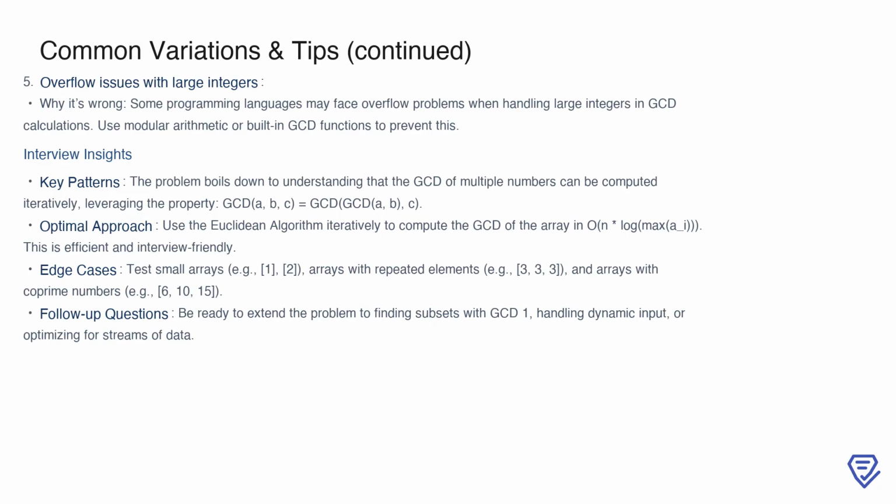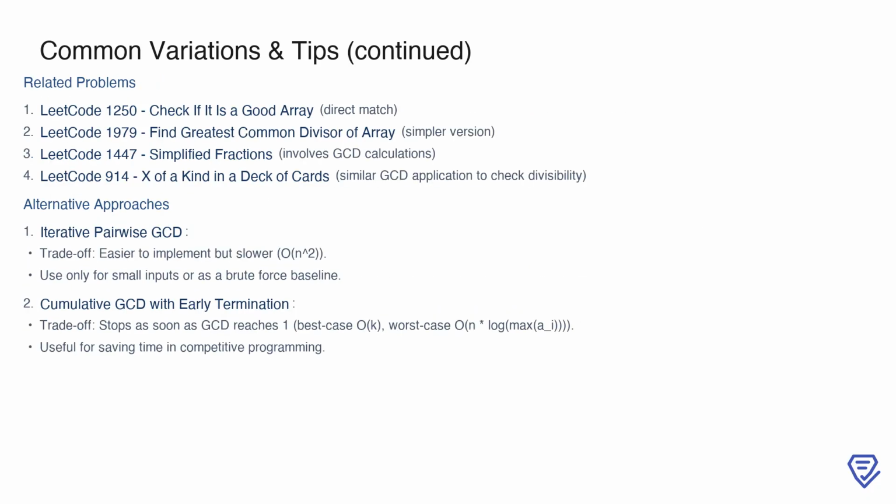Additionally, be prepared for follow-up questions, such as modifying the approach to find subsets with a GCD of 1, handling dynamic input where the array elements change over time, or optimizing the solution for scenarios like real-time streams of data. There are several related problems and alternative approaches worth exploring. For instance, LeetCode 1250 is the direct match for this problem, while LeetCode 1979 is a simpler version focused solely on finding the GCD of an array.